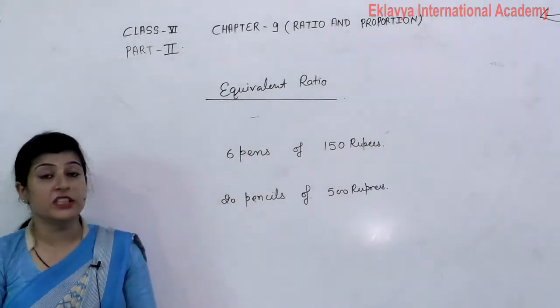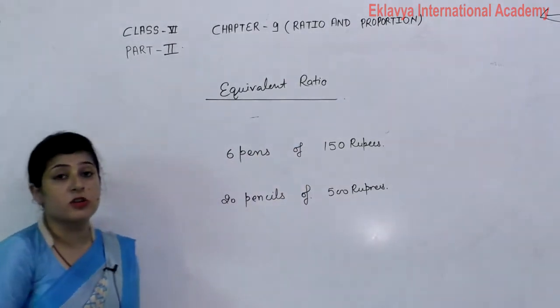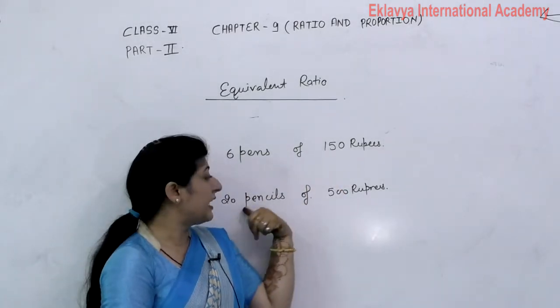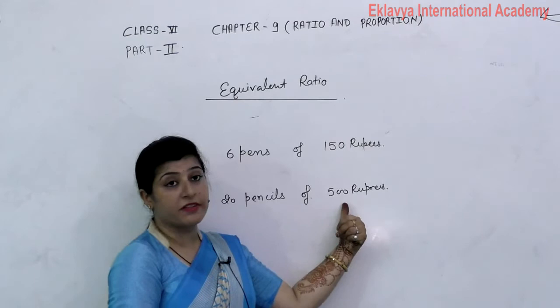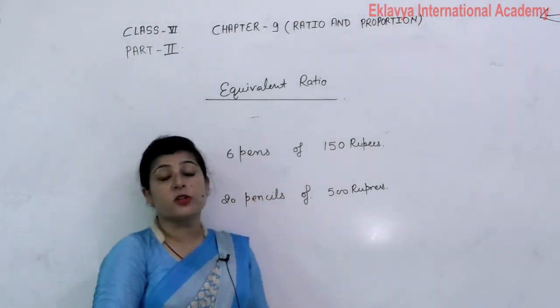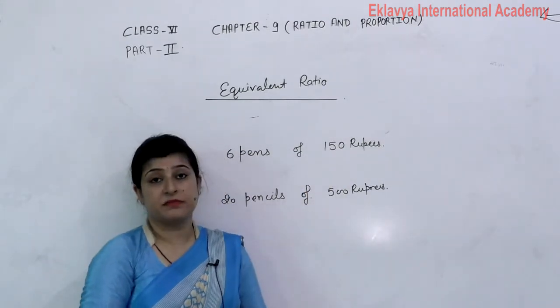When you find out the ratio, 6 pens 150 rupees, it means what is the cost of 1 pen? 1 pen cost is 25 rupees. Here 20 pencils cost 500 rupees. These are a special type of pencil. Then this cost is also 25 rupees. So what is the difference between them? Nothing.